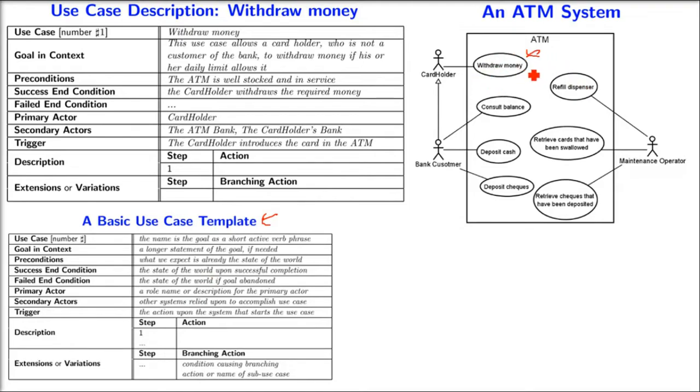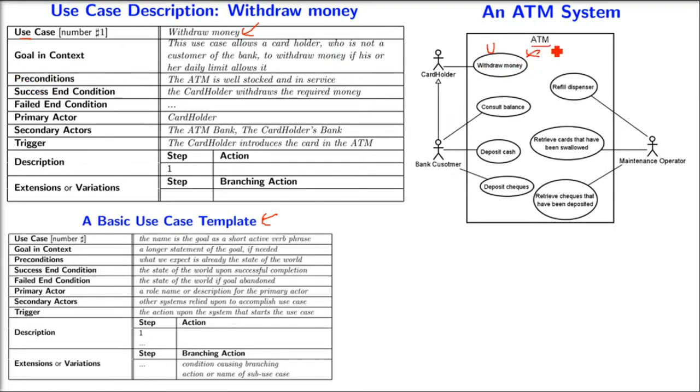You want to withdraw money. So the use case will be what? You have to give a number also. Withdraw money. This is the use case. What is the goal? What is the idea? What is withdraw money doing? This use case allows the card holder, who may or may not be a customer of the bank, to withdraw money if his or her daily limits allow it. This is the goal of this use case. Use case is made for this only.